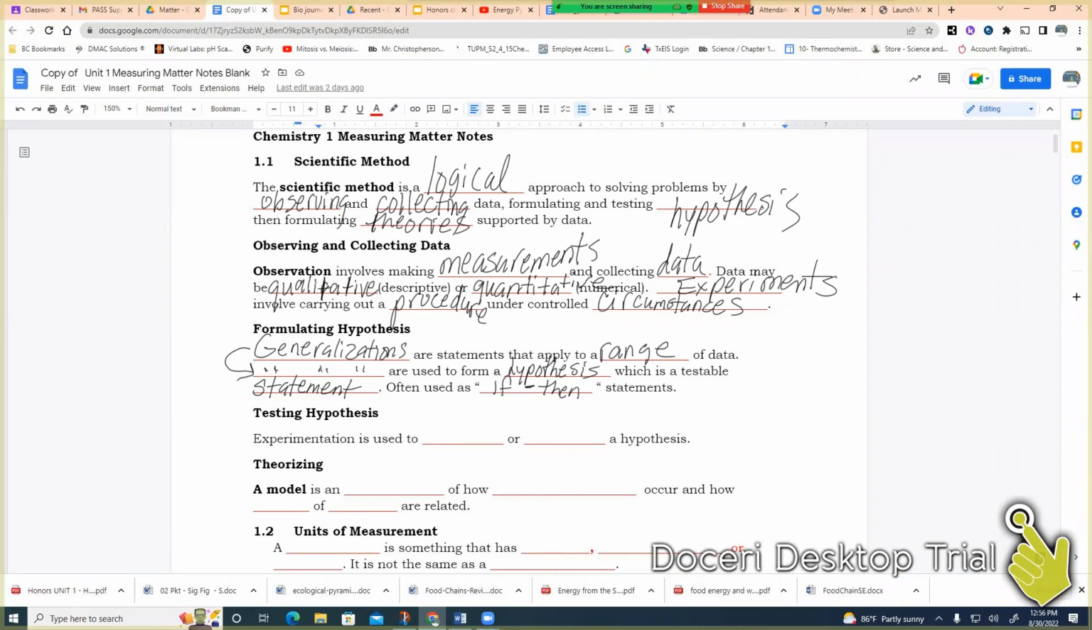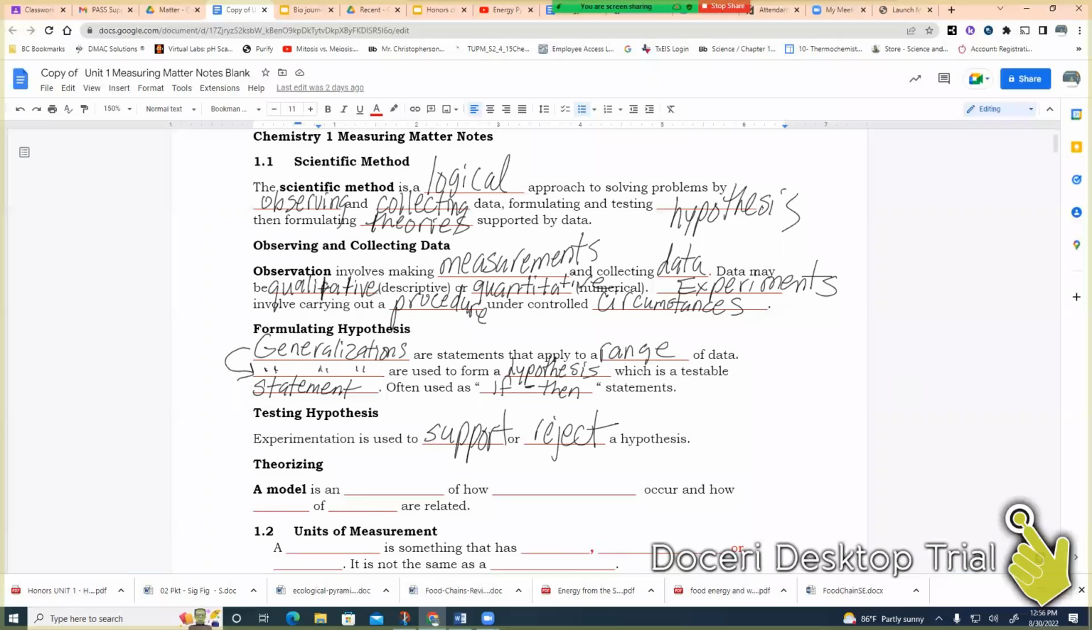So testing the hypothesis happens through experimentation, and it's used to support or reject a hypothesis. So we kind of act like it's always perfect and they're always supported, but in real life, a lot of the times they are not supported. So then the person doing the research has to go back to the drawing board.